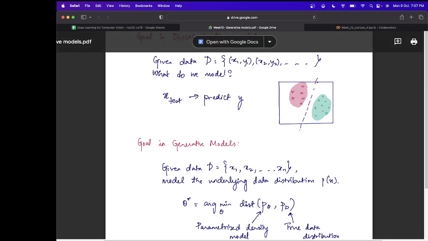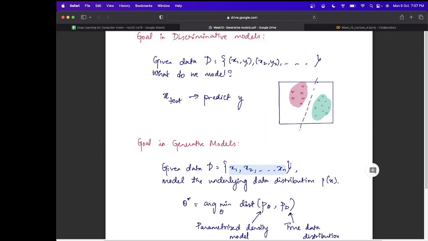Now, given this x1 to xn, in the generative models we are not trying to cluster anything explicitly, the way we usually understand unsupervised methods.